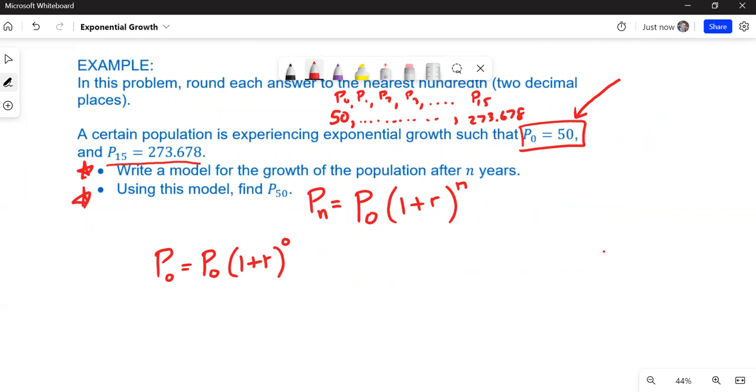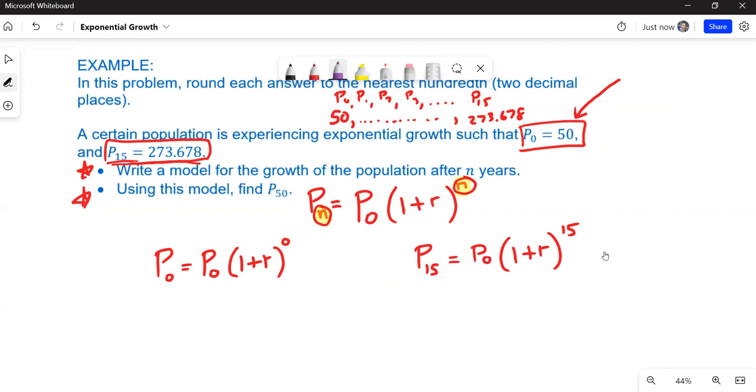Now all I did there is I just plugged in 0 for n in both places. We'll come back to what we do with that in just a second. Then I take the other piece of information, which is P sub 15, and I plug that in over here. I say, well, P sub 15, also plugging in for n, both places, is P naught times 1 plus R to the 15th power. I can use both of these at the same time to calculate R.